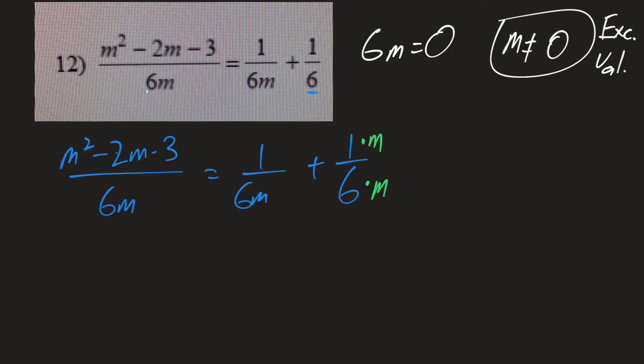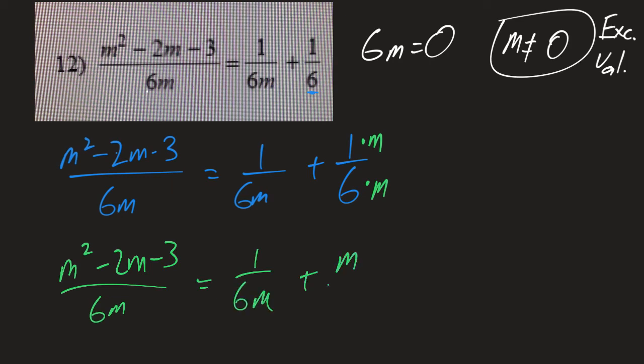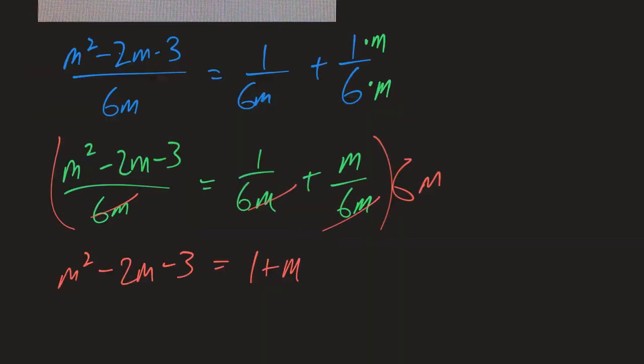Now I've set up my equation, and I'm going to go ahead and get common denominators by multiplying that last piece by m on top and bottom. So all my denominators will now be the same, which is 6m. So now I've got this, m squared minus 2m minus 3 over 6m equals 1 over 6m plus m over 6m. Now what should I do next? Take a second and do the next step if you know what to do.